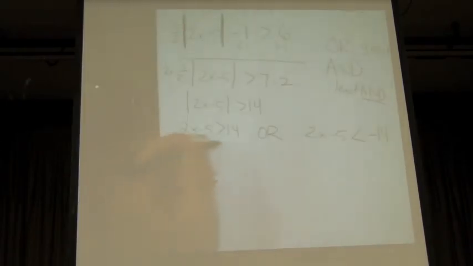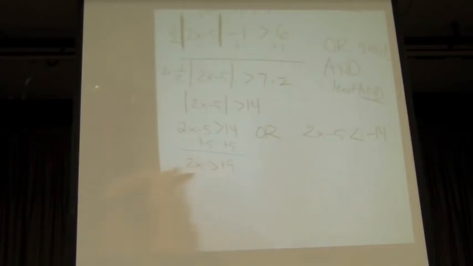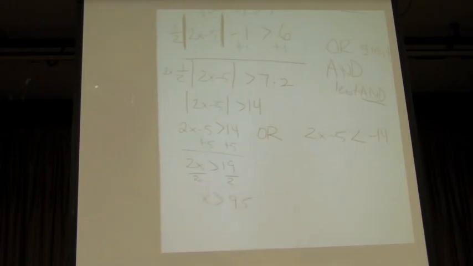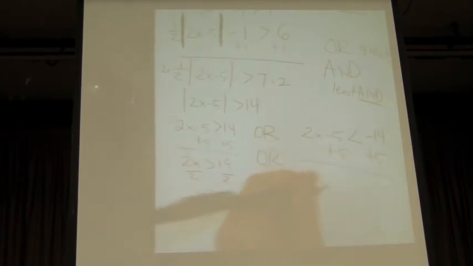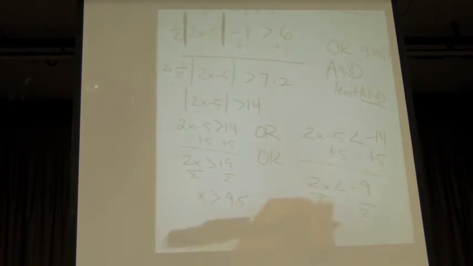Add 5. 2x is greater than 19. Divide by 2. X is greater than 9.5. Or add 5. 2x is less than negative 9. Divide by 2. X is less than negative 4.5.